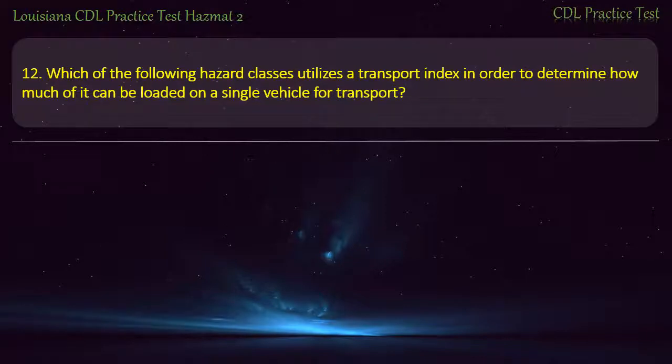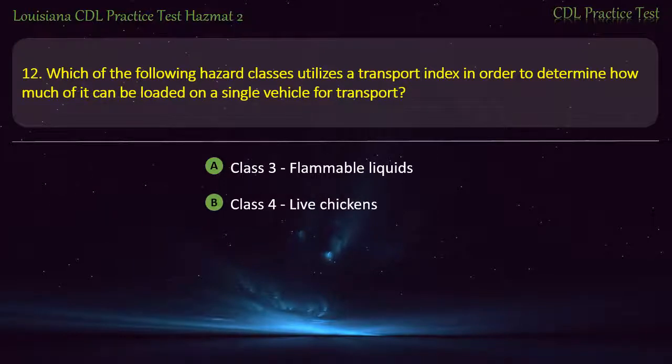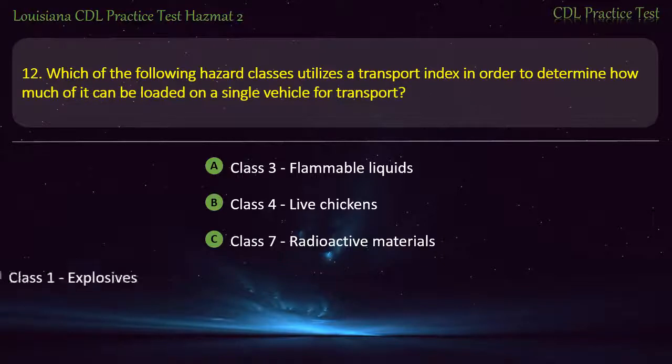Question 12. Which of the following hazard classes utilizes a transport index in order to determine how much of it can be loaded on a single vehicle for transport? Class 3, Flammable liquids. Class 4, Live chickens. Class 7, Radioactive materials. Class 1, Explosives. Answer. Class 7, Radioactive materials.